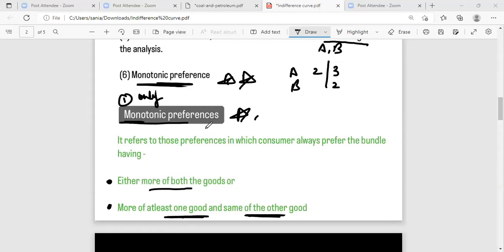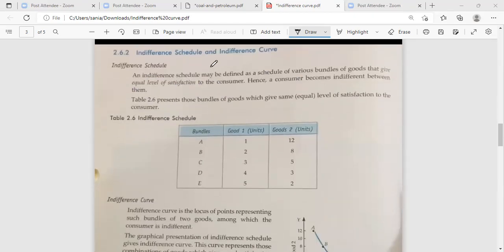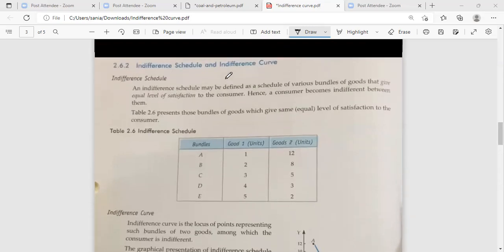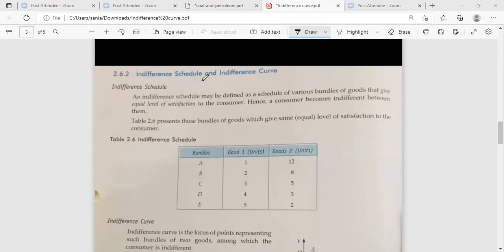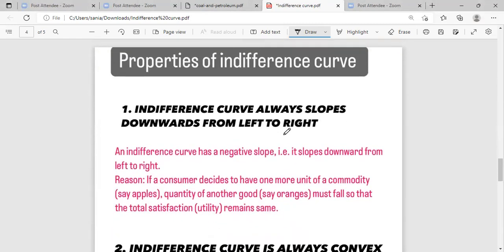Okay, so let's just start with the next topic. As I told you, your indifference curve, how it looks and all that. Before discussing this, we will be doing the properties of the indifference curve. So, ma'am, what are the properties of indifference curve?